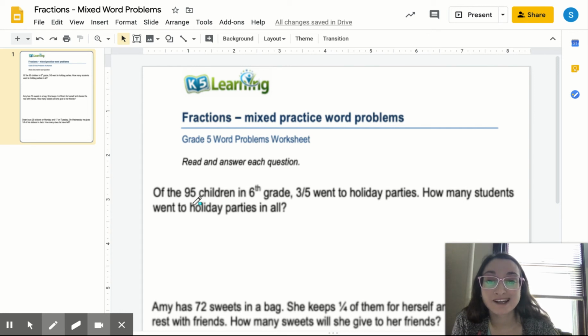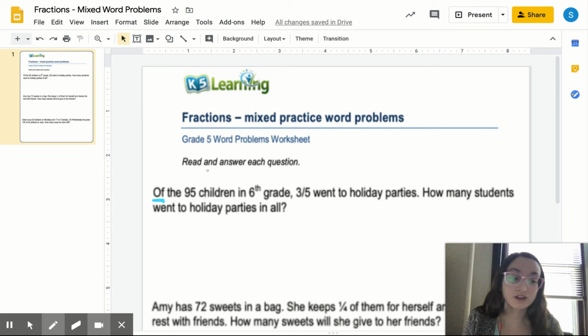Well, how many students are there in this grade? There's 95 children in sixth grade, so there's 95 students, right? Now, I see an important word here that's going to help me figure out what operation I need to do. When we're doing fraction word problems and we see the word "of", it's a really important word. Can you remember what the word "of" usually tells us we need to do in a fraction word problem? What operation we need to use?